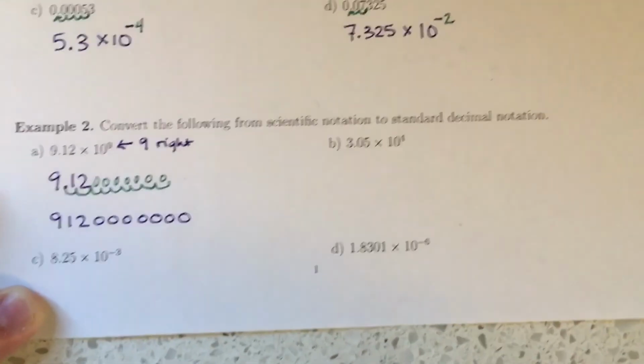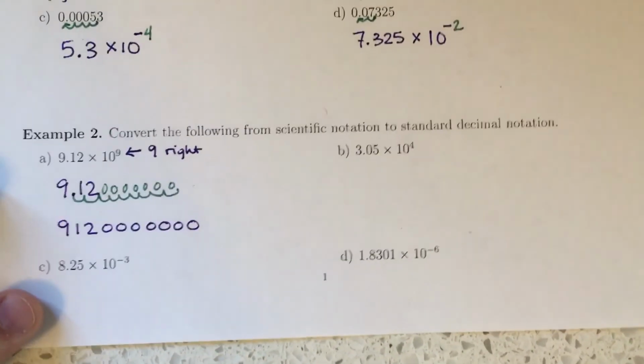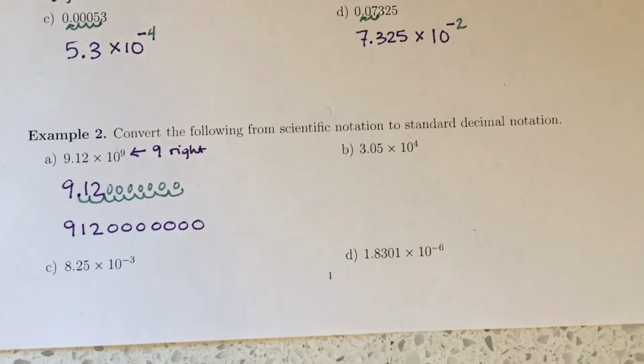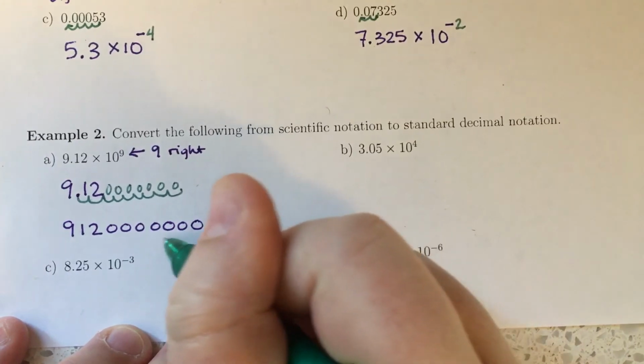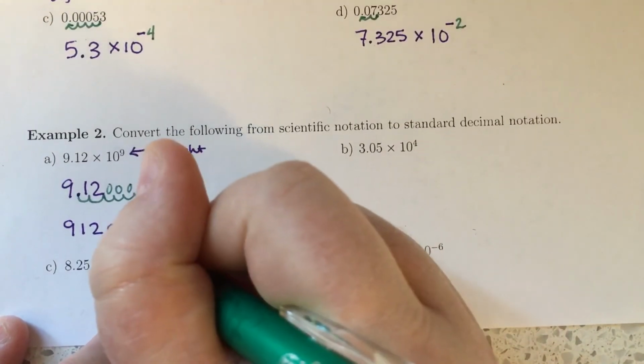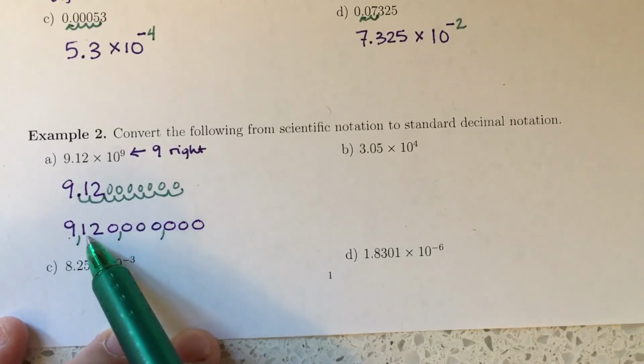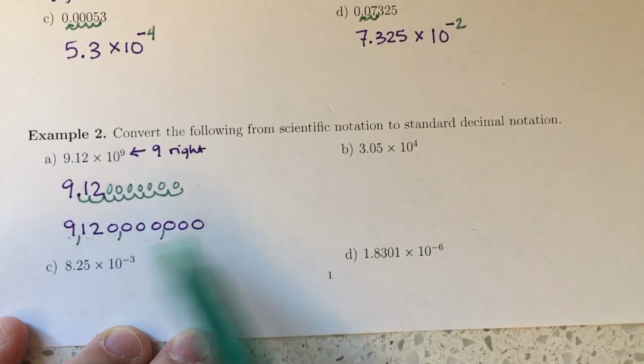And then we should figure out where the commas go. All right, let's figure out these commas. So I'm going to count 3 from the right. 1, 2, 3, 1, 2, 3, 1, 2, 3. So this is 9,120,000,000, and then that's it because the rest are zeros.